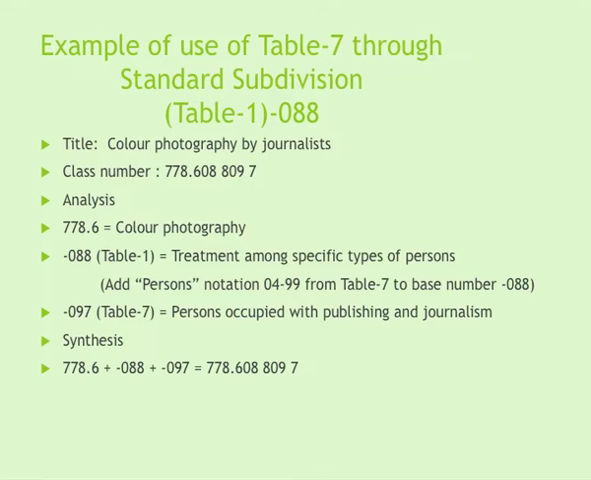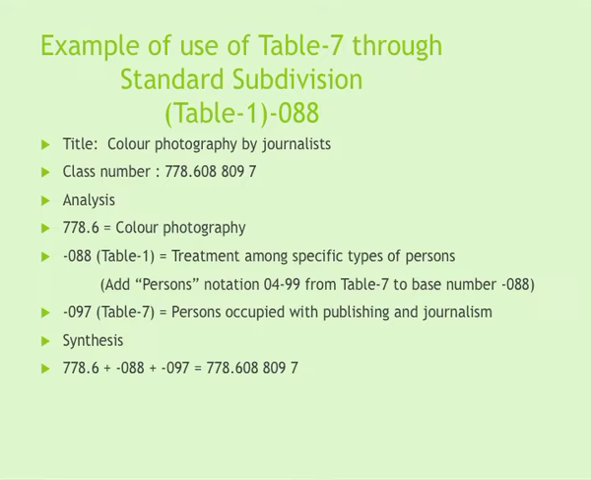Now, journalist is a group of persons. So, we find the number in table 7 for journalists, persons occupied with publishing and journalism, 097. But under color photography, we do not find any instruction to add the number from table 7. So, again we have to add 088 from table 1 first, and then after this we can add the number of table 7 as per instructions.